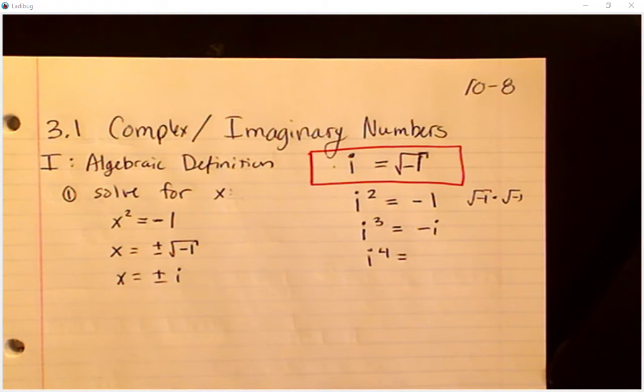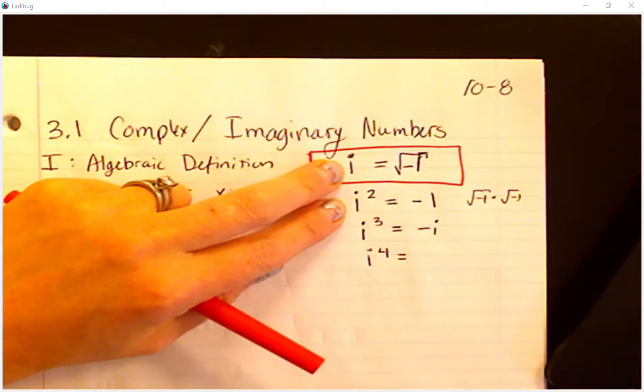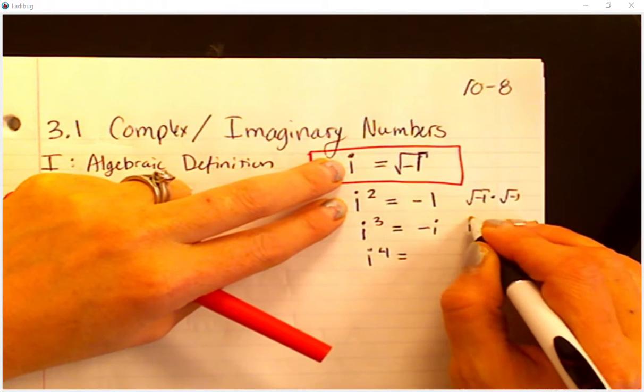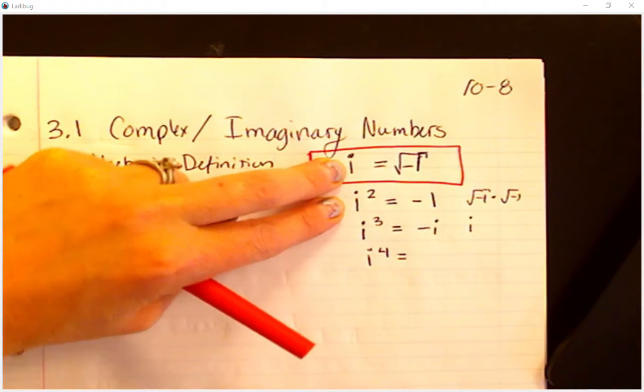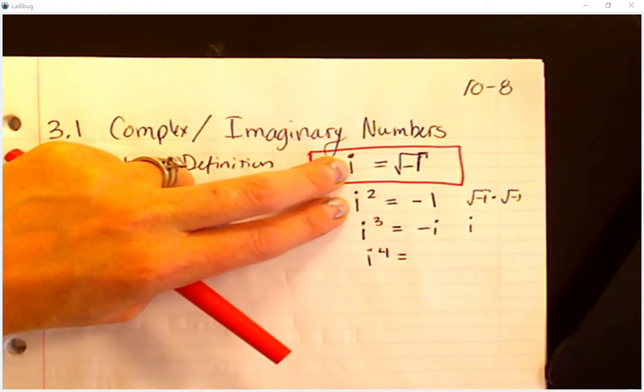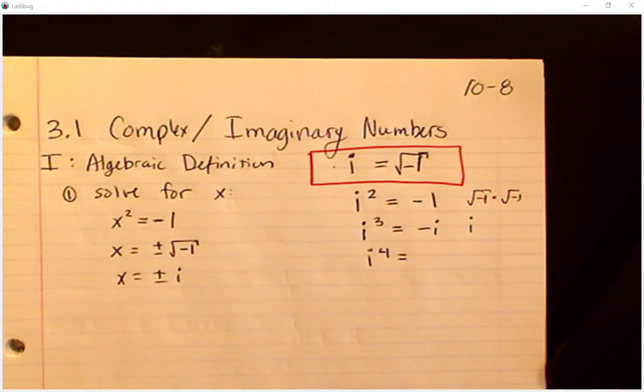What about i to the 4th? Wait, how did he do that? Okay, good question. So what if I just take the two previous lines, i and i squared? If I multiply i and i squared, I get i cubed.